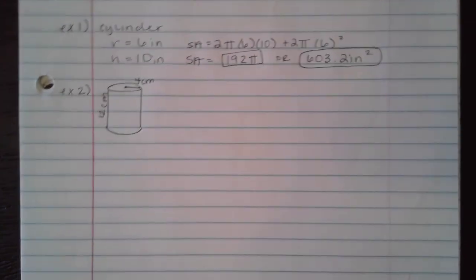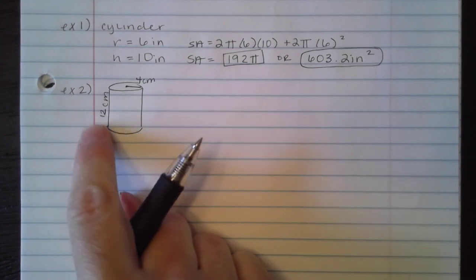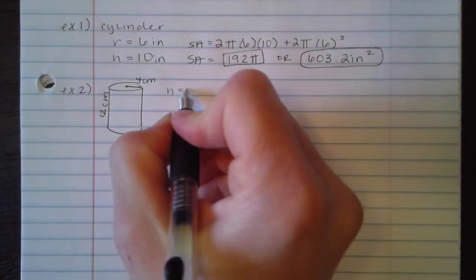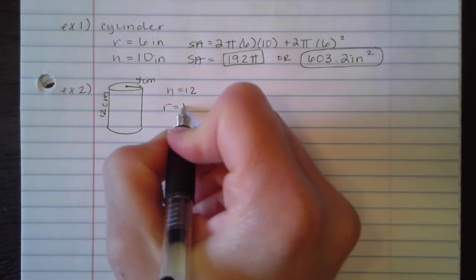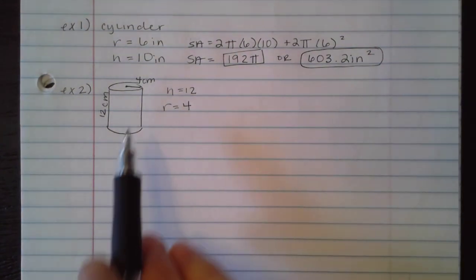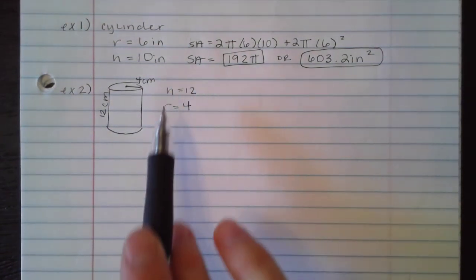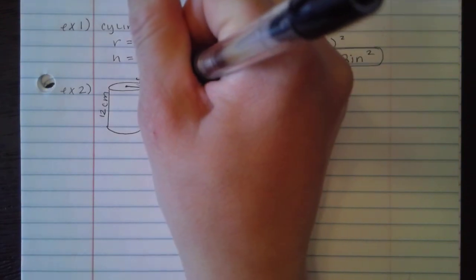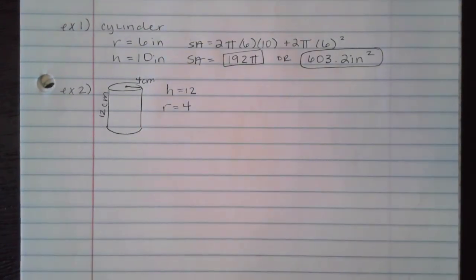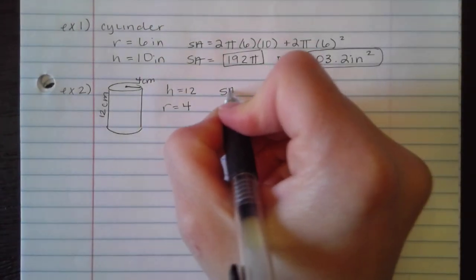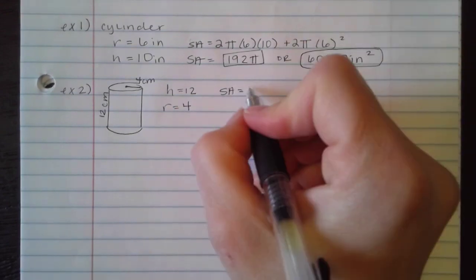So in this case, the cylinder is drawn for us. We know that my height is 12, my radius is 4. My suggestion when given a diagram like this is to actually write out H and R, so that when I say, hey, find the surface area, you just know exactly what to plug in.